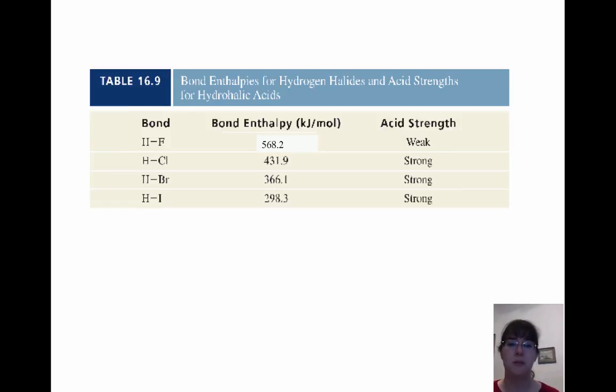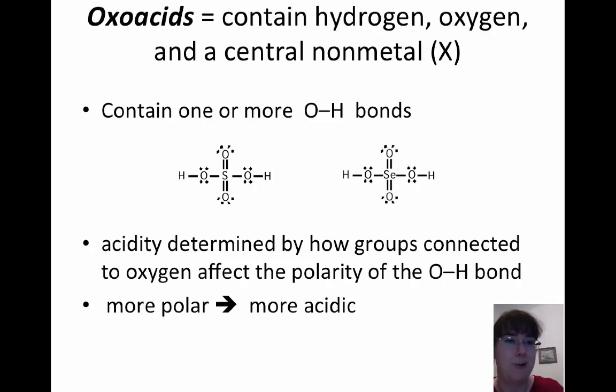Here are some bond enthalpies to show you that a little better. Basically, the stronger the bond, so the larger the number, the weaker the acid. Fluorine is holding on to that hydrogen really, really well. Chlorine, not as much. Bromine, not as much. Iodine, not nearly as well. Since they're not holding on to that hydrogen as well, they're going to be able to let it go much more easily, and they're going to ionize much better. I'm going to leave oxoacids for a different video.